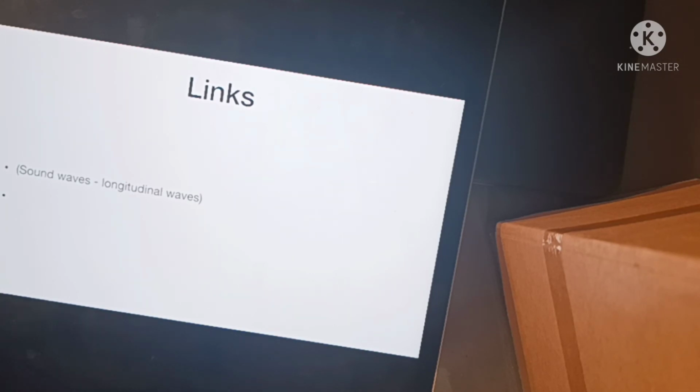So how can you link it to other things throughout the topic? So one way is by sound waves, which is a type of longitudinal wave.